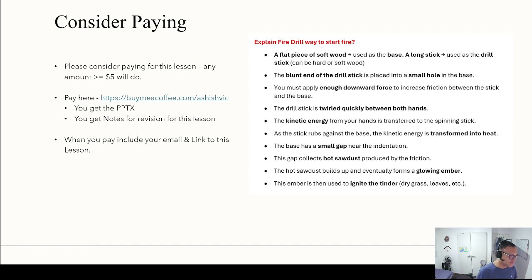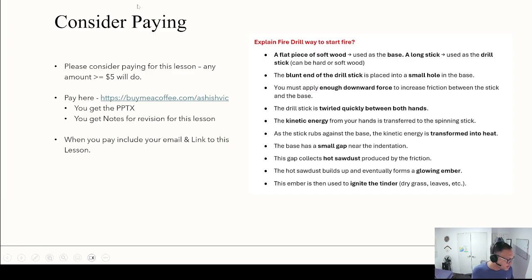So a flat piece of softwood is used as a base. A long stick is used as a drill, then the blunt end of the drill. So once you have explained what the materials are, it's like a recipe. Yes. So we start with what materials, what ingredients will be used. Then you say step one is this, that you put this end of the stick of the drill. And then the second step is to put downward force. The third is to explain which energy is being transferred, from kinetic to heat energy. That will give you extra points. And then you can talk about ember, use the vocabulary which we discussed, ember, tinder bundle, and structure your answer this way. So I have prepared these notes, and for this lesson, I'll send you the notes.